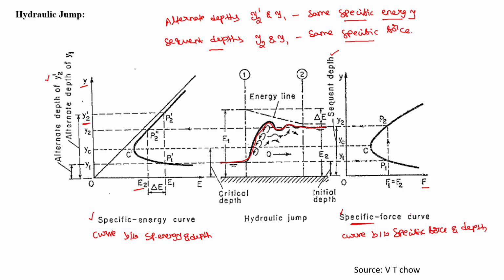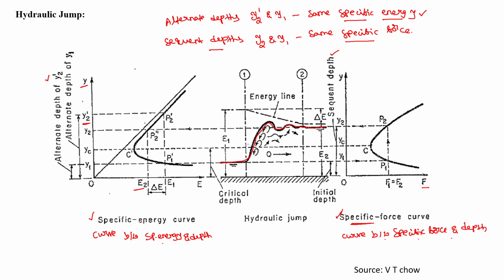In this slide only you can expect more questions, so note these most important questions. One is, what is the difference between alternate depths and sequent depths, and which quantity is constant for each. For alternate depths, y2 dash and y1 will have the same specific energy, whereas sequent depths will have the same specific force. A curve drawn between the specific energy and the depth is called the specific energy curve. A curve drawn between the specific force and depth is called the specific force curve. These are the basic terms.